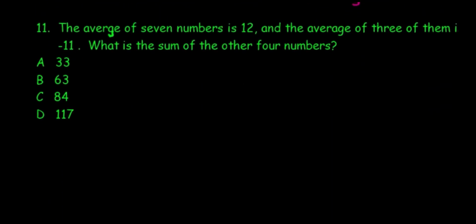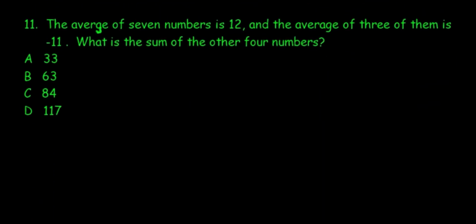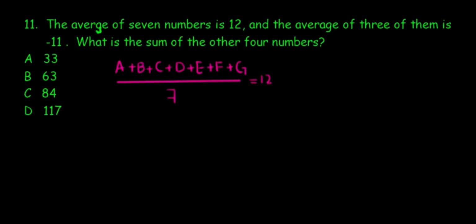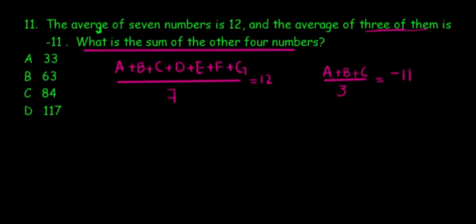Okay, next, question number 11. The average of 7 numbers is 12. Let's write it down. I don't know what the numbers are, I'm just going to use letters. A, B, C, D, E, F, G, 1, 2, 3, 4, 5, 6, 7. The average of 7 numbers is 12. The average of 3 of them, I'll take any 3, let me take A, B, and C. The average of 3 of them is negative 11. What is the sum of the other 4? I'm done with A, B, C already. What they're looking for is D, E, F, G. What's the sum of it?